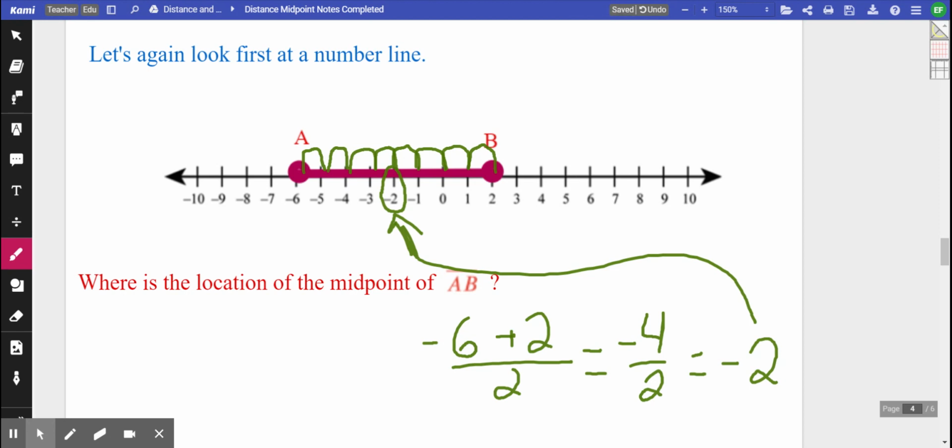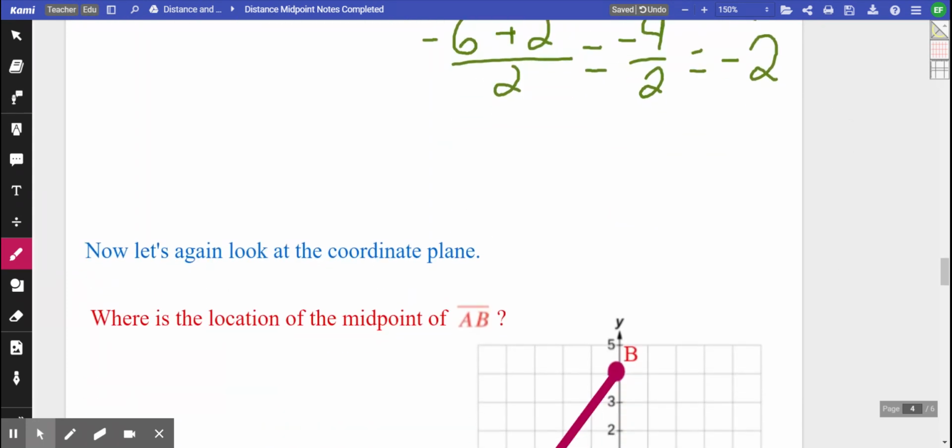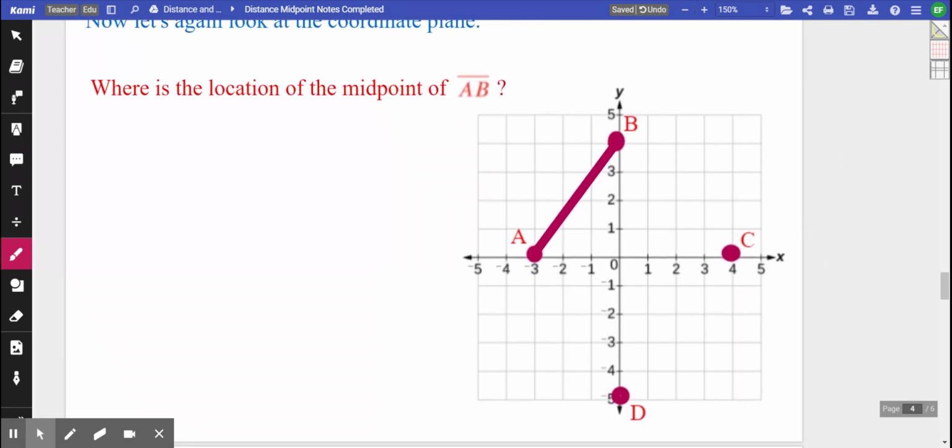All right, so let's progress a little bit. That's on a number line: add up the 2 values, divide by 2. If we move to a coordinate plane, it's really the exact same idea to find the midpoint. But we have to average not only the x values, but also the y values. Instead of 1 dimension along a number line, we're now in 2 dimensions, so we have to do the averaging twice, 1 for x's and 1 for y's.